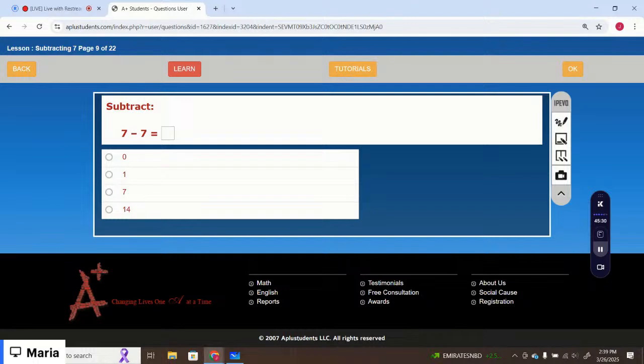Seven take away seven is. 7 take away 7 is 0. Option number 1 is the correct option.